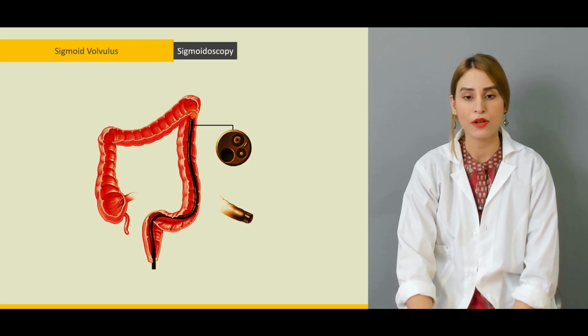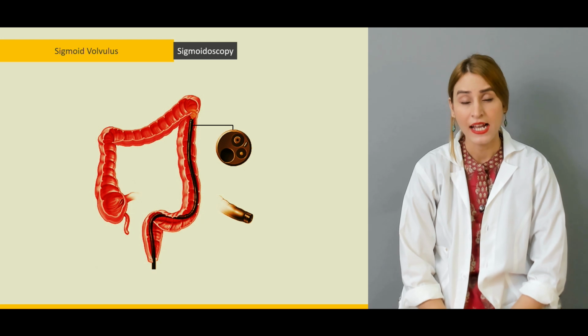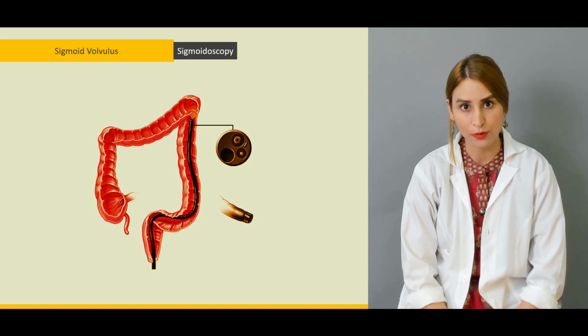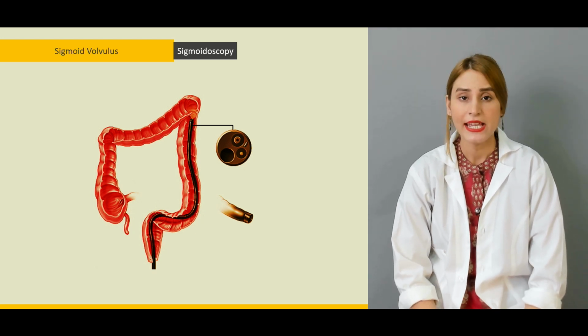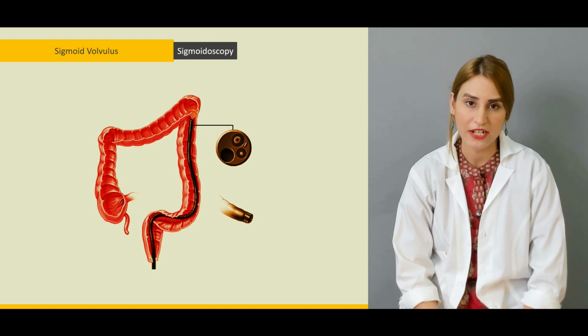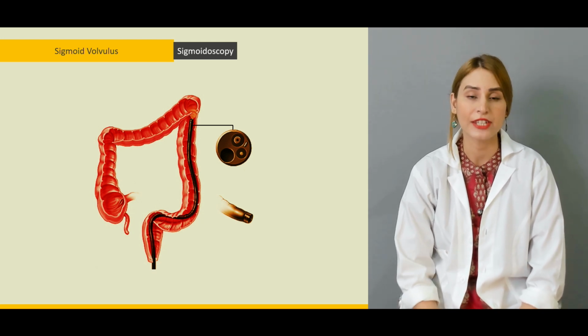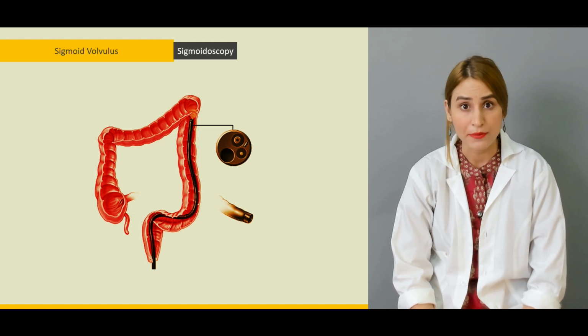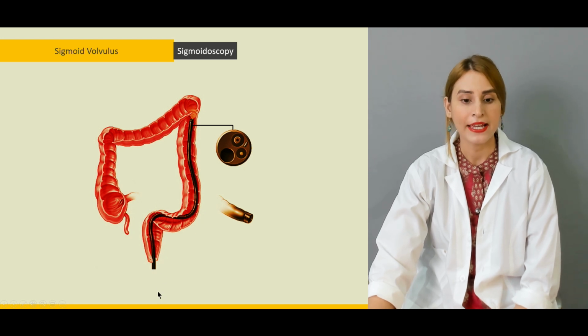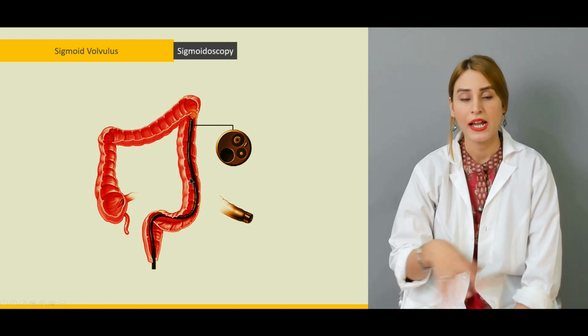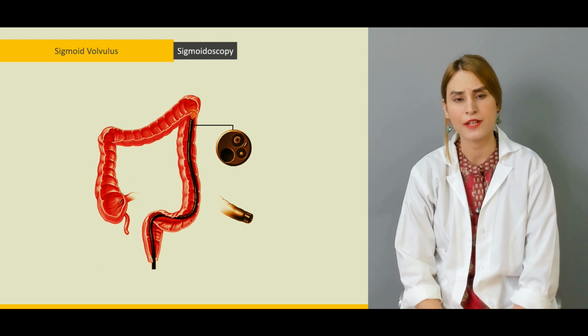Okay, in case of the sigmoid volvulus, sometimes sigmoidoscopy is performed. If the obstruction is intraluminal and the cause is fecal impaction or foreign material, and not cancer, you perform the sigmoidoscopy. You enter the sigmoidoscope per anum, from the rectum into the sigmoid. This is the tube which is being placed into the cecum. You visualize all of it, and then you relieve any obstruction which is present.